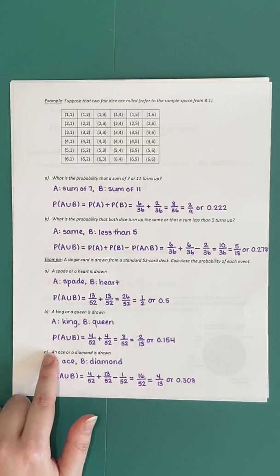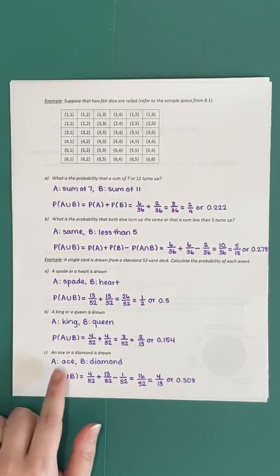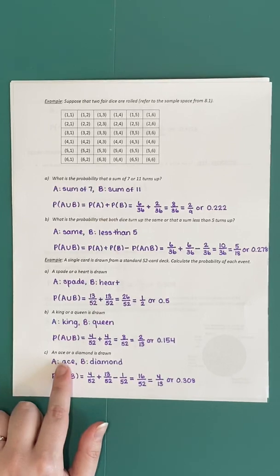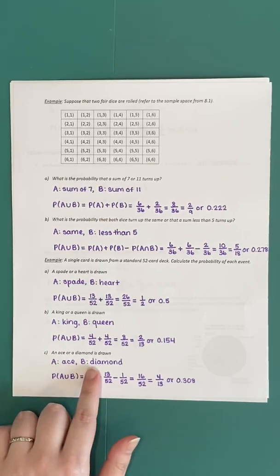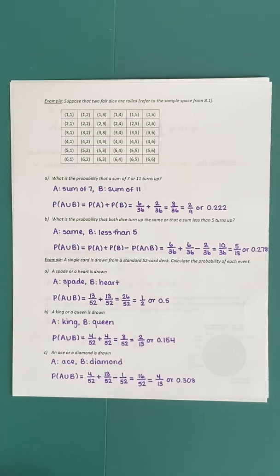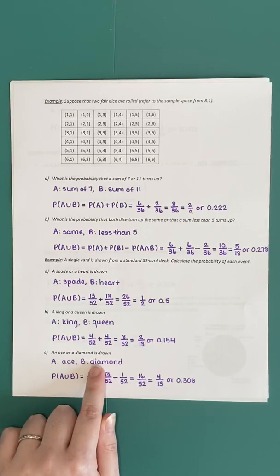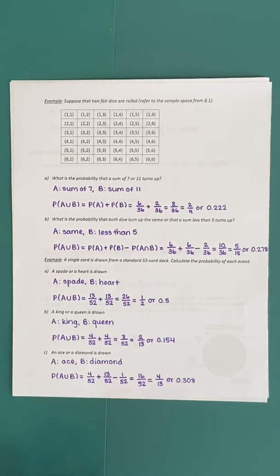So what's the probability that an ace or a diamond is drawn? So event A is going to be drawing an ace. Event B is going to be drawing a diamond. Now, are these events mutually exclusive? In other words, if you draw an ace, is it possible to also draw a diamond? Well, in this case, the answer is yes, it is possible to draw something that falls under both of these events. What would it be?